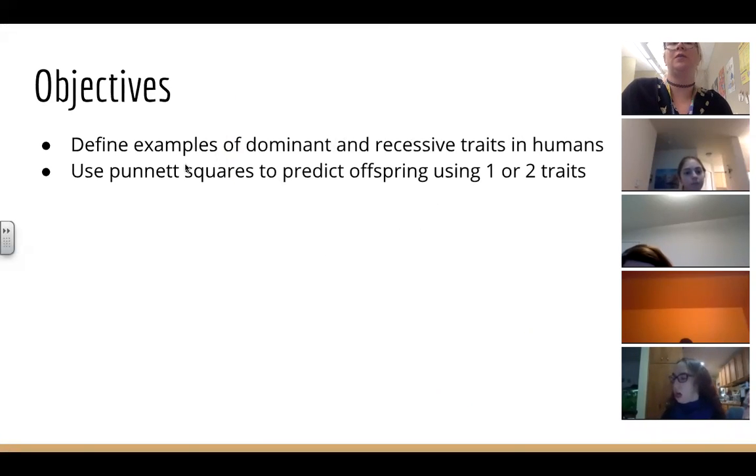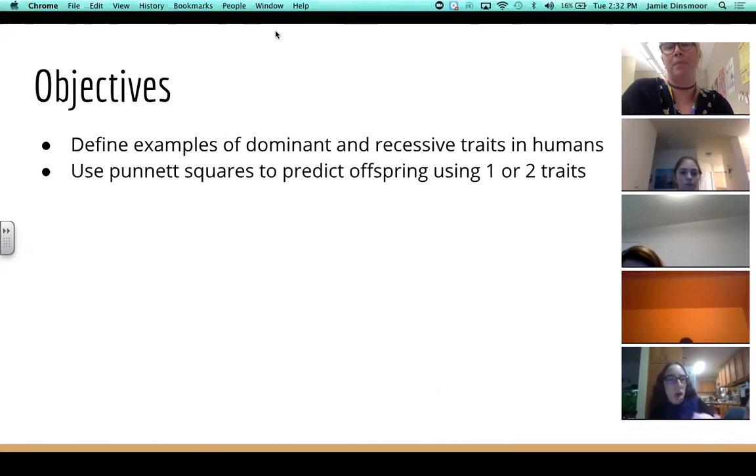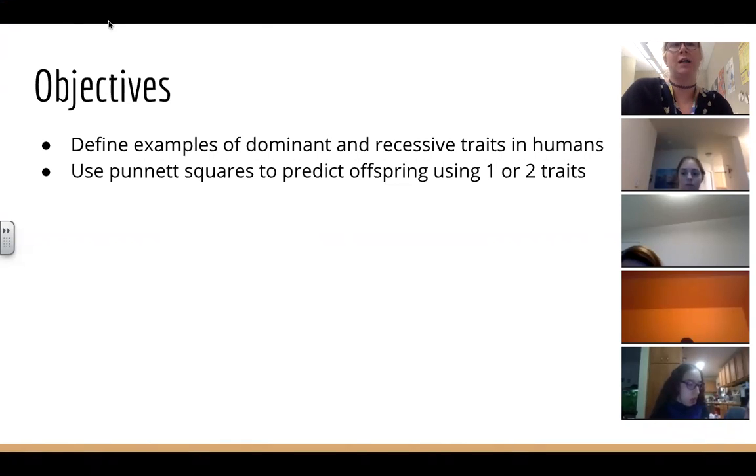we will define examples of dominant and recessive traits in humans. And we're going to use Punnett squares to predict offspring using one or two traits, which is what we're going to talk about. So hopefully you've gotten a chance to go through the Mendel lesson from yesterday. If you didn't, that's okay. We're going to quickly review some of the content there so that you can understand what's happening right now. Otherwise, go back to that lesson.